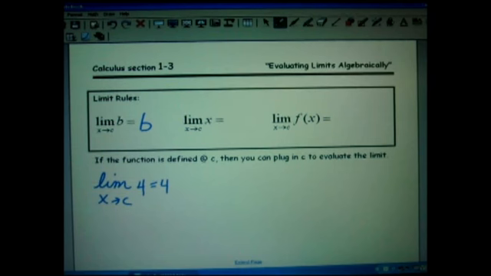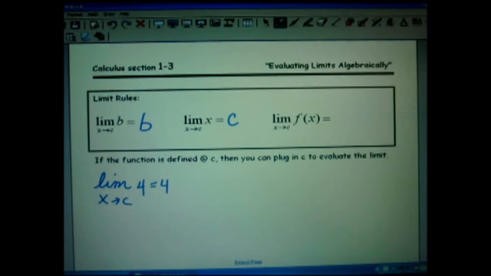This one's slightly different. I've got the limit now as x approaches c of x. Well, x is now changing to whatever c is. And so as x becomes c, the limit is going to be c. Another kind of simple example.